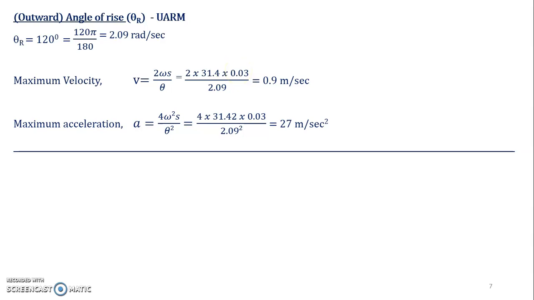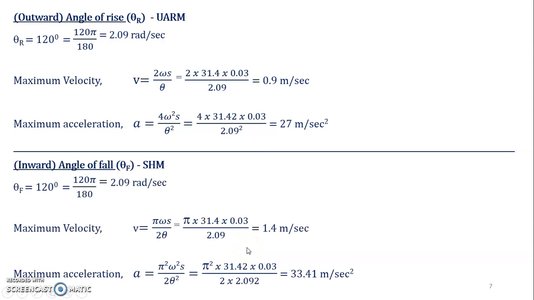Similarly, I have to calculate the maximum acceleration. The formula is 4 omega square s divided by theta square. So 4 into 31.4 whole square, into 0.03, divided by 2.09 square, which gives me 27 meter per second square. Here it is omega square, so 31.4 square. It is not 31.42. That is a mistake there.